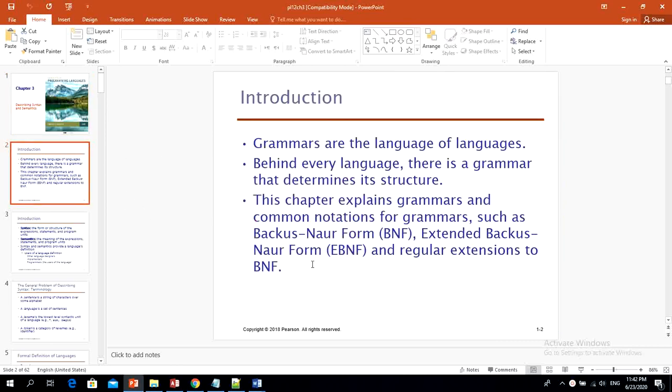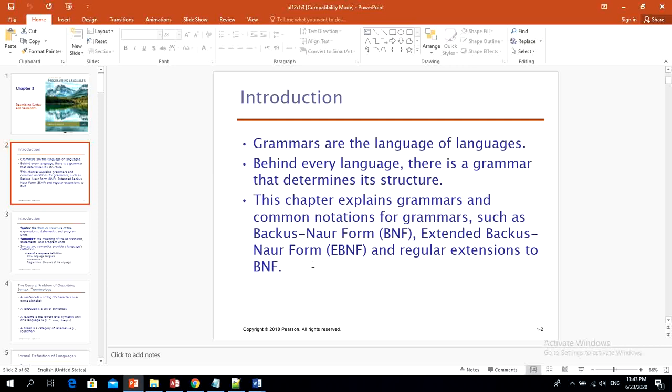First, I would like to start by defining what a grammar is in the computer programming language context. We know what grammar means in the English language or Arabic language, because the grammar is the rules of the language. Usually when you talk about a grammar, you talk about the rules that govern the use of the language.